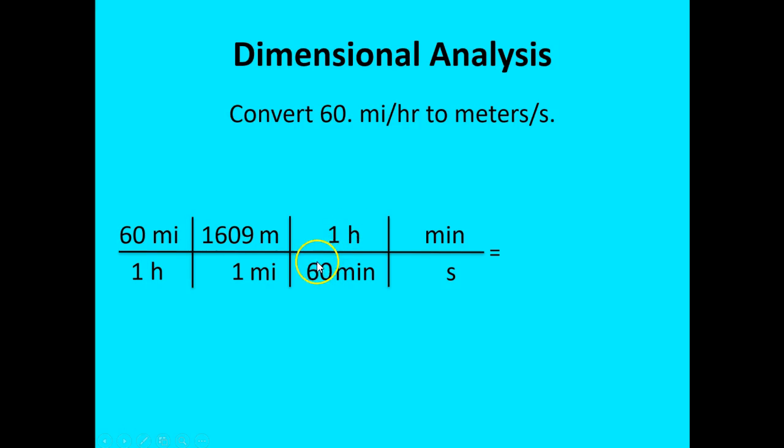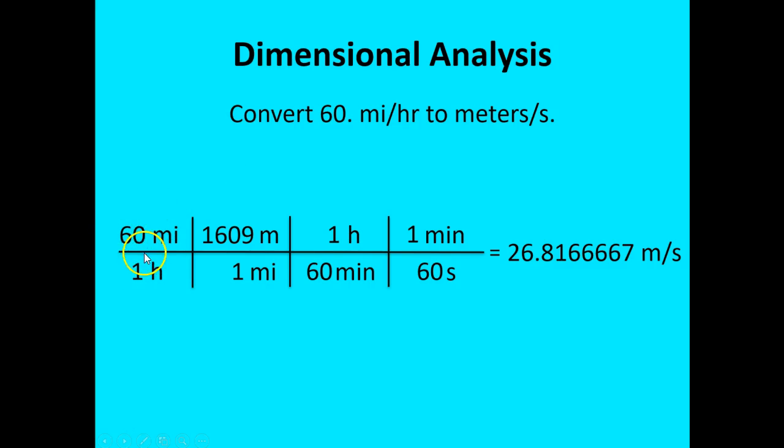60 minutes in an hour, but it's in the denominator because I'm trying to cancel out hours. 60 seconds in a minute, but it's in the denominator because I'm trying to cancel out minutes and put seconds into the denominator. When I put that all into my calculator, I get this answer, which actually goes on to infinity. I could just keep putting 6s. But let's figure out how many sig figs we're supposed to report that to.